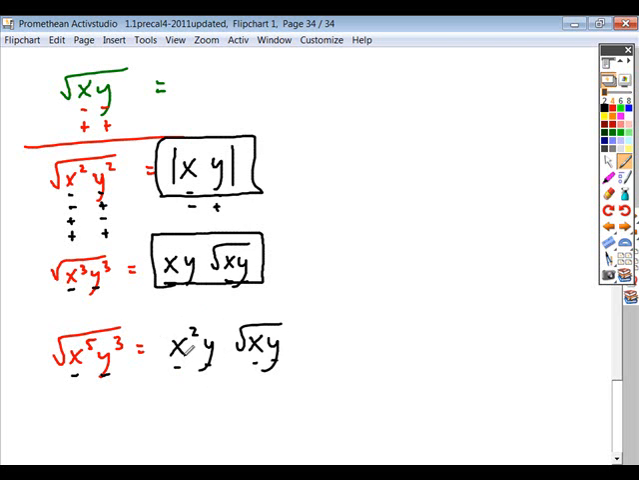Is the x term on the outside going to guarantee a non-negative? X squared, we're squaring it, so no matter whether x is positive or negative, once you square it, it becomes positive. So what about the y, though? The y does not. So here is what your simplified expression needs to look like. X squared times the absolute value of y times the square root of xy.